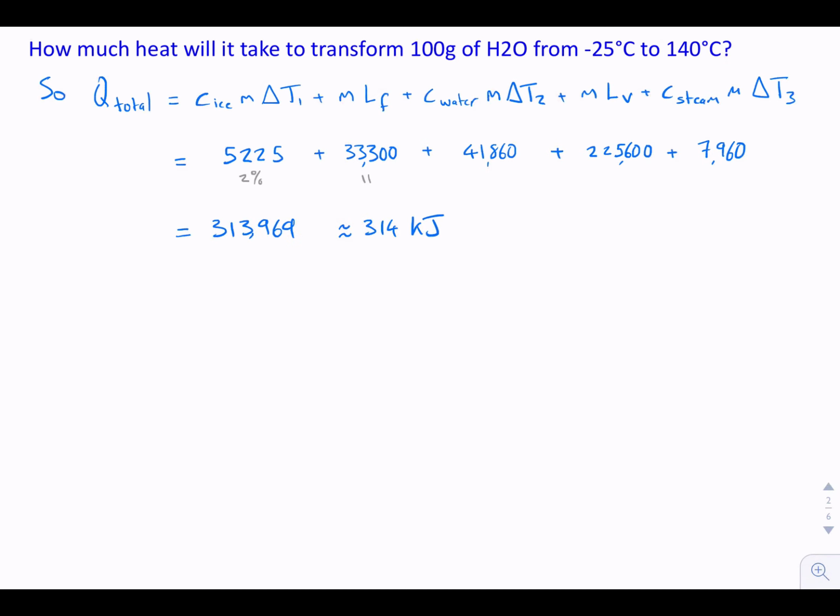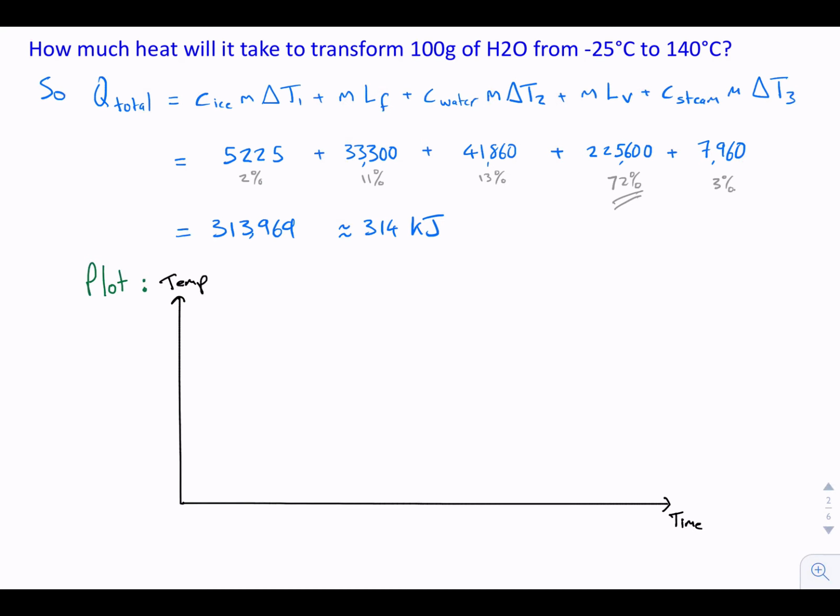It's interesting to look at the various percentages associated with the heat in this calculation. What's clear is that most of the heat is required to vaporize the water, 72% in fact. This is because this process requires a lot of energy. Finally, it can be helpful to plot these problems as temperature versus time, where we're assuming constant heat flow. This is a good way to visualize what's happening.